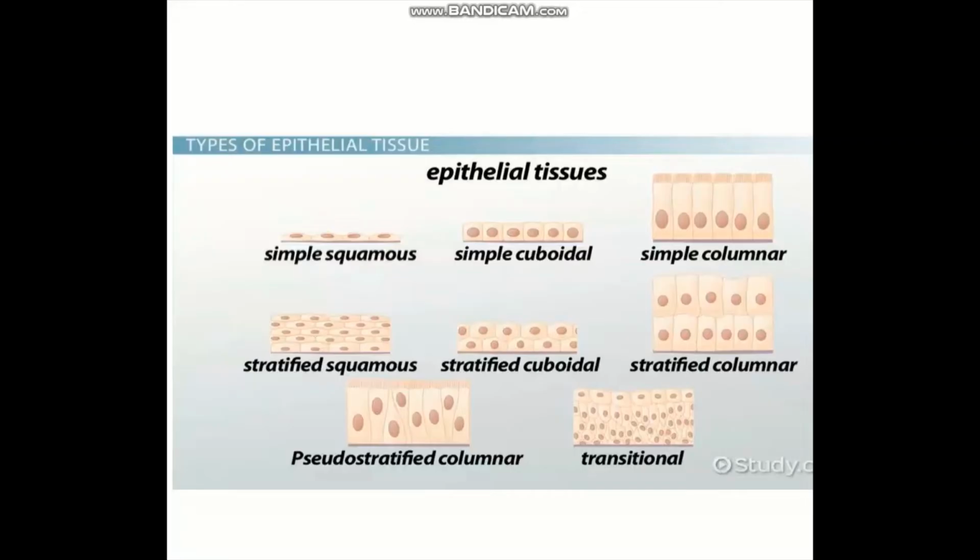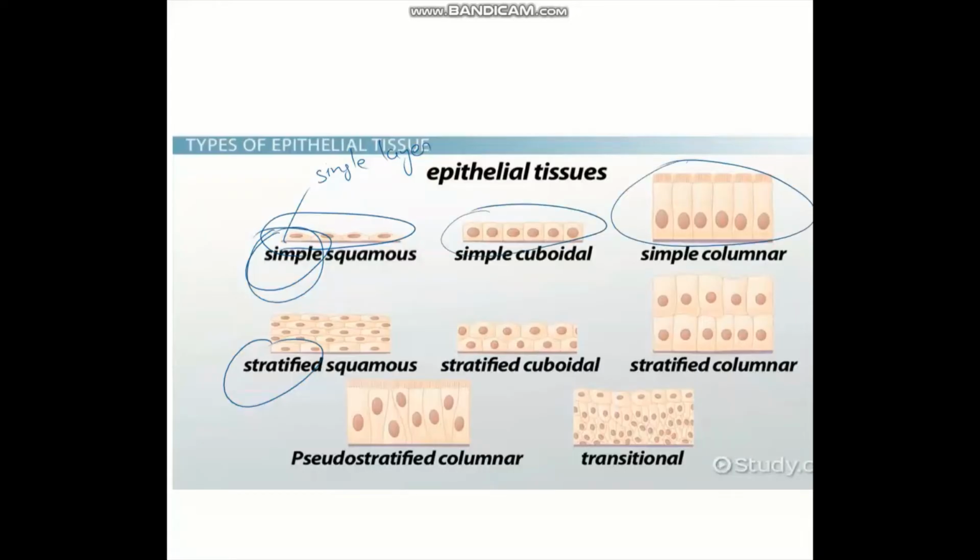And these would generally fit under two descriptions, either simple or stratified. These are very simple words. Simple would mean an epithelium that has a single layer of cells. So just a single layer that composes that particular epithelial tissue would be simple. As you can see here, we have just one layer of cells, just one layer of cells, and just one layer of cells. This would be your simple epithelium.